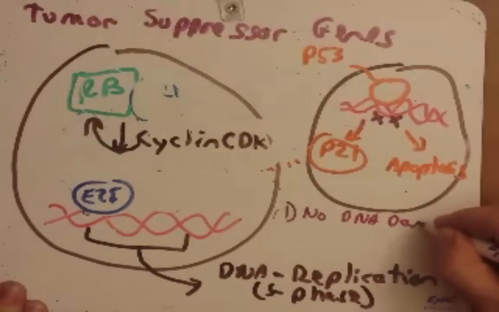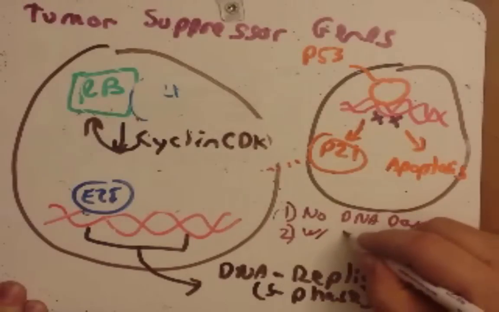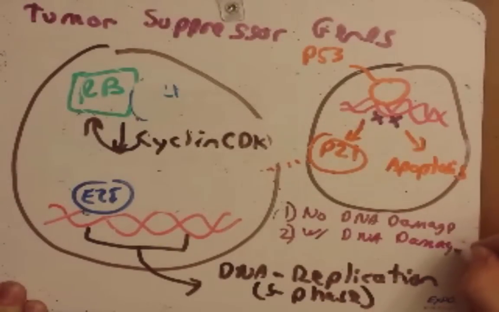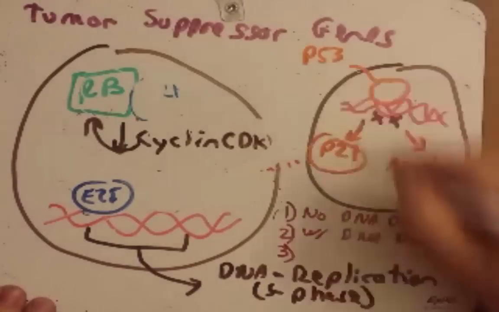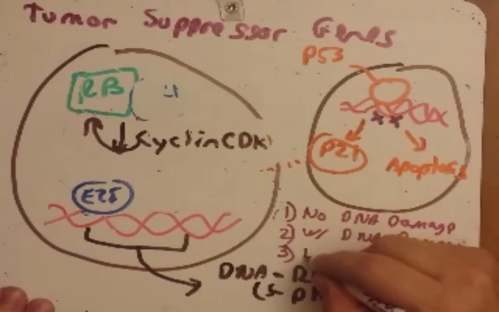and these three situations include no DNA damage. What are all the proteins doing? Two, with DNA damage. And then think about this situation in the case if p53 was mutant, or if retinoblastoma was mutant. So think about mutants.